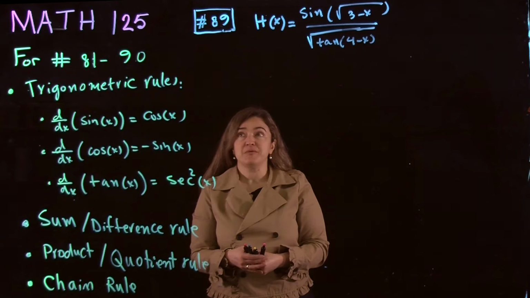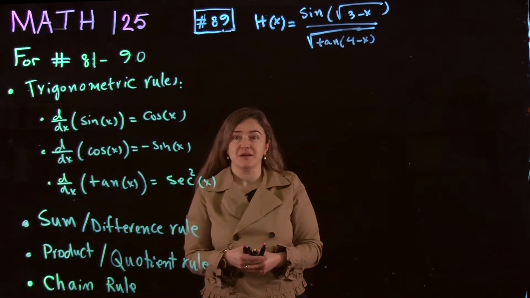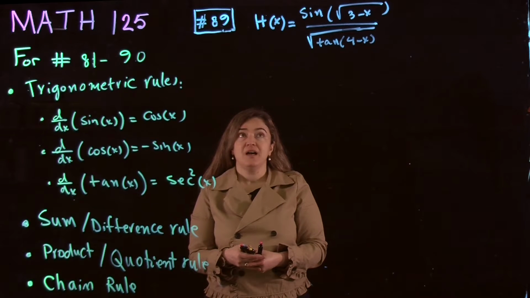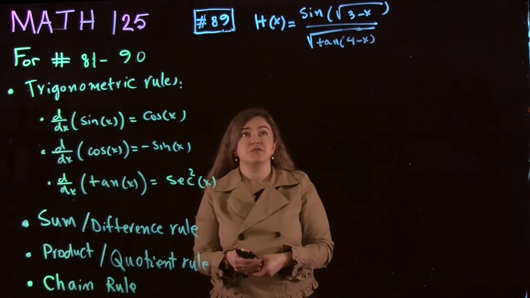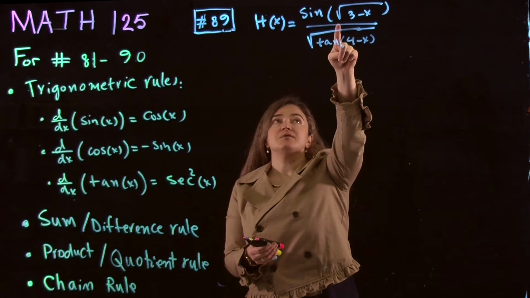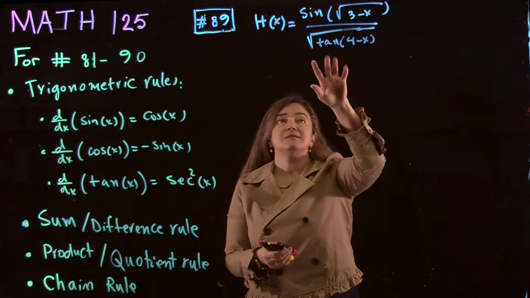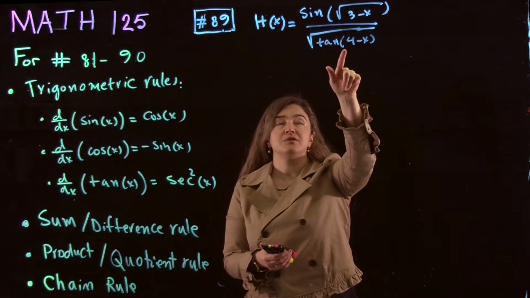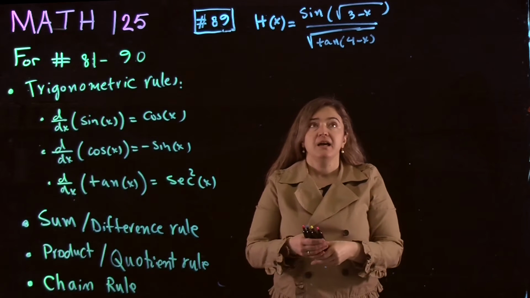We're continuing with Math 125 gateway questions, this time number 89 out of the pool 81 to 90. The question is h of x equals sine of square root of 3 minus x, divided by the square root of tangent of 4 minus x.